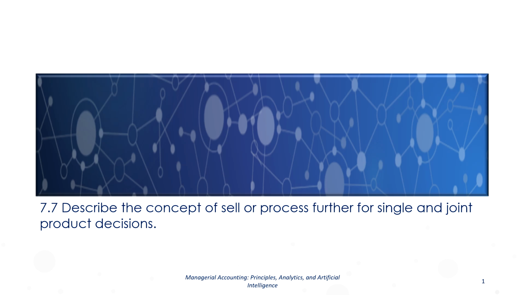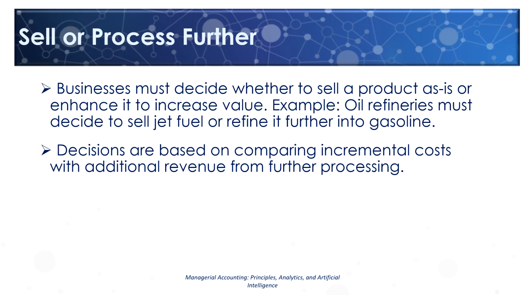Now we move into sell or process further decisions. Businesses often must decide whether to sell a product as is or process it further to sell at a higher price. The decision depends on incremental revenue versus incremental processing cost. If additional revenue exceeds additional processing cost, then processing further is profitable. If not, the product should be sold as is.